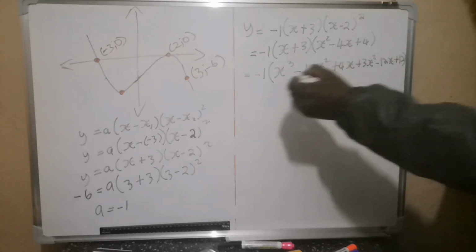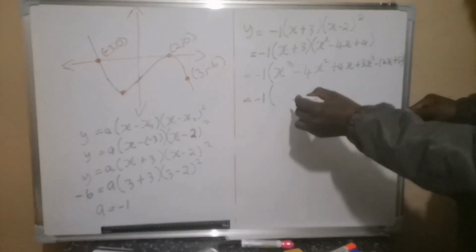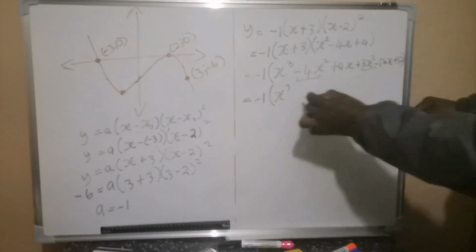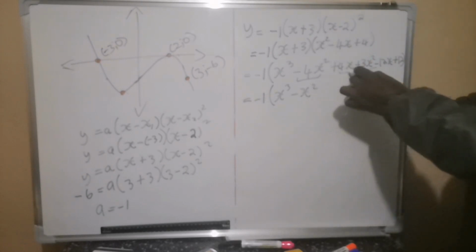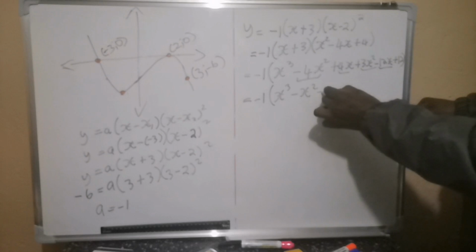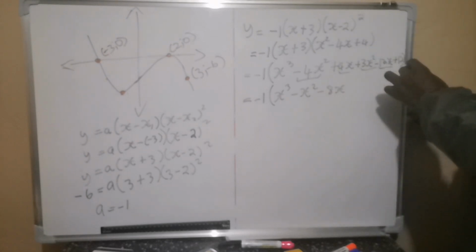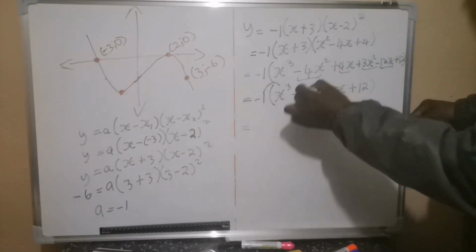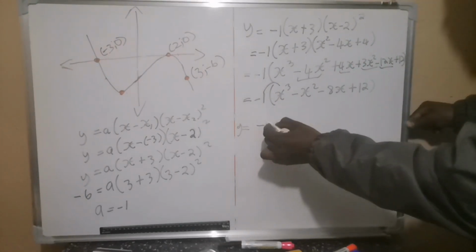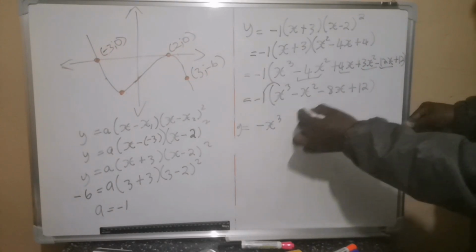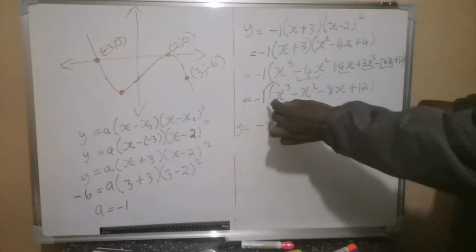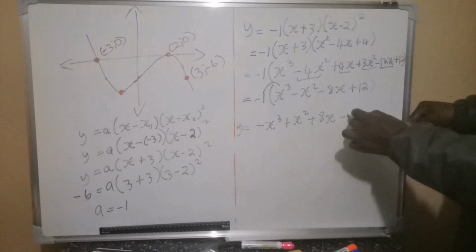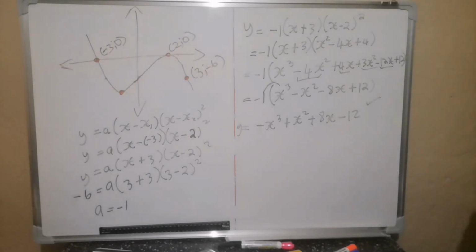Then you simplify like terms inside the bracket. So negative 4x squared plus 3x squared is negative x squared. Then 4x minus 12x, 4 minus 12 is negative 8x. The only constant is positive 12. Then this negative 1 will multiply each term inside the bracket. Then y equals negative x cubed, negative 1 times negative x squared is positive x squared, negative 1 times negative 8x is positive 8x, negative 1 times positive 12 is negative 12. Then you are done. This is the equation of this function.